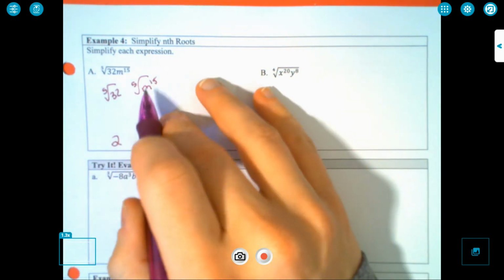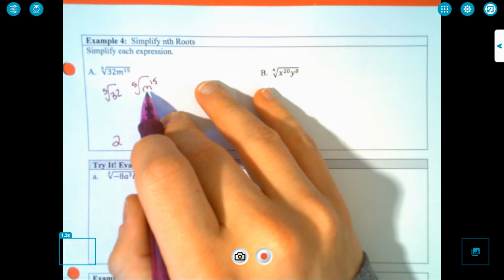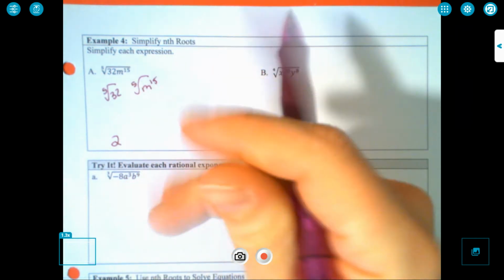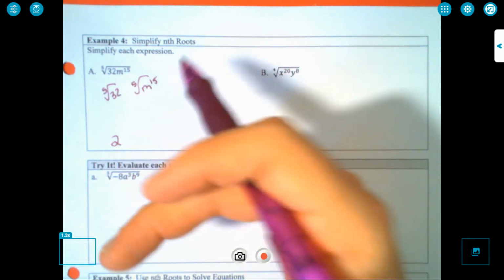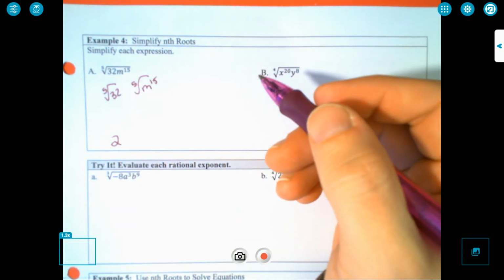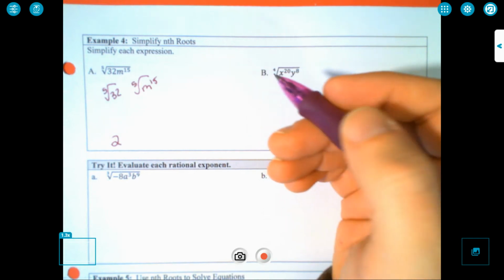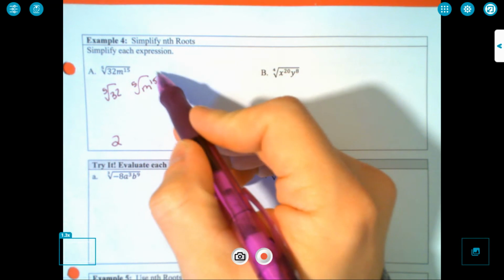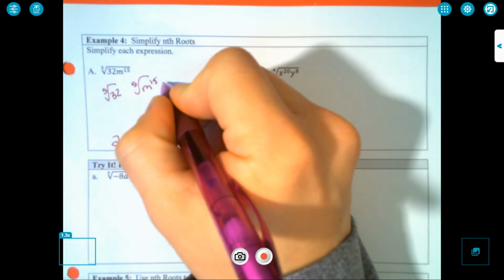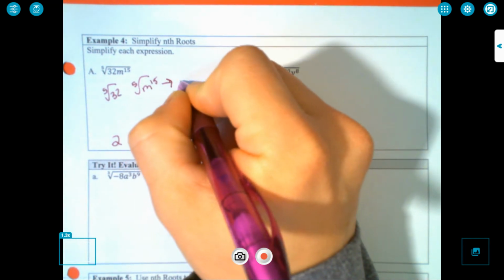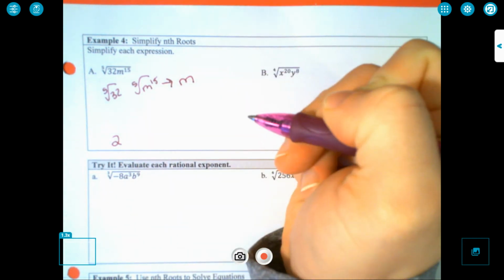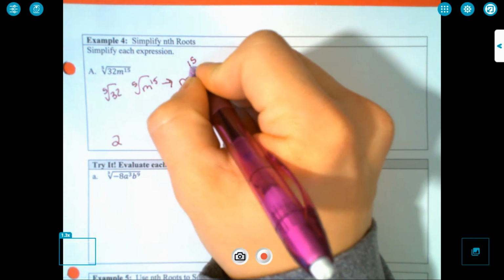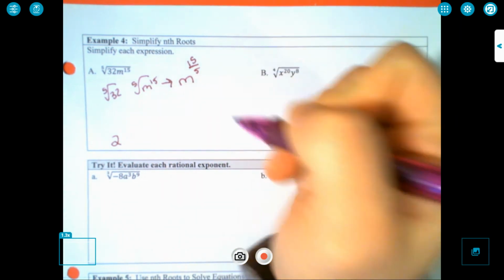The fifth root of m to the 15 is where people start falling apart, because I've got letters involved. So we need to think: m to what power multiplied by itself 5 times is going to give me m to the 15? For a lot of people, that's difficult to visualize in their mind. So what I personally like to do when I have a letter is switch it back to a rational exponent. Remember, if I have a fractional exponent, up top is the exponent, down below is the root.